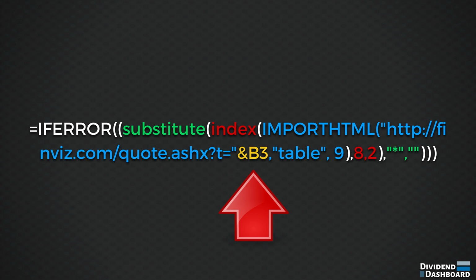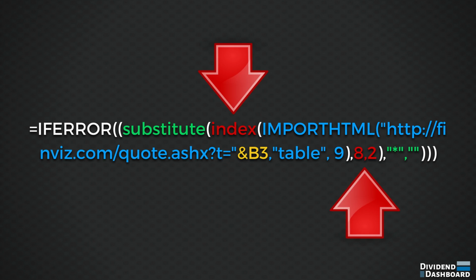Now we go to the color yellow, B3. This is a selected cell and it can vary from spreadsheet to spreadsheet, so change it accordingly. This cell is used so when you input the ticker of a stock, the formula will search it on the website and grab the information.